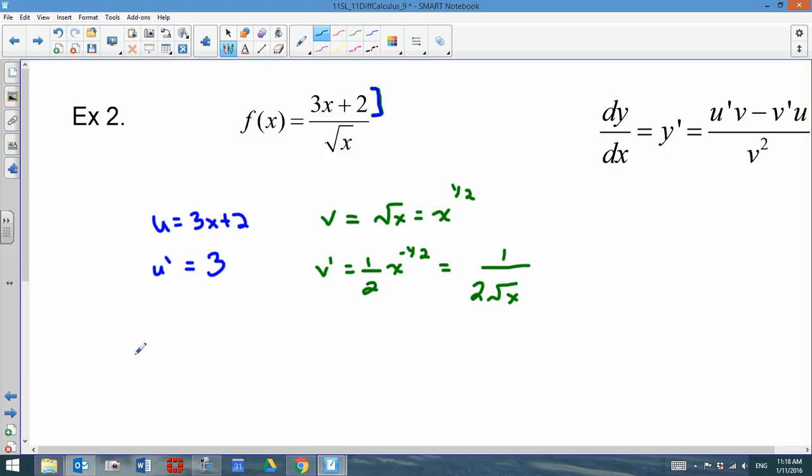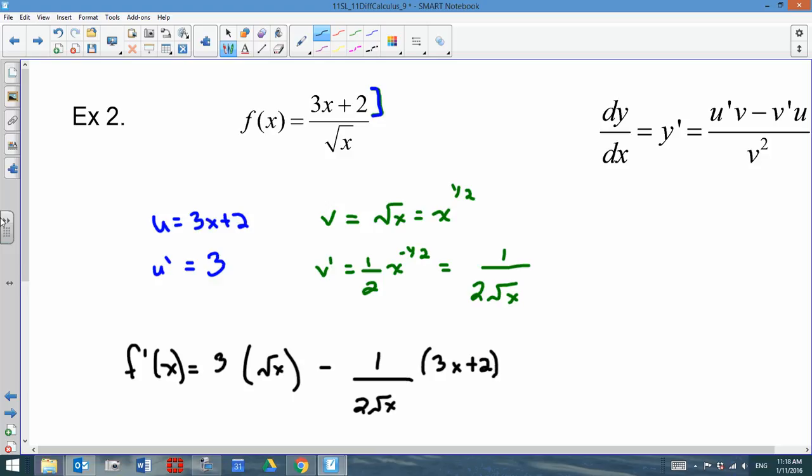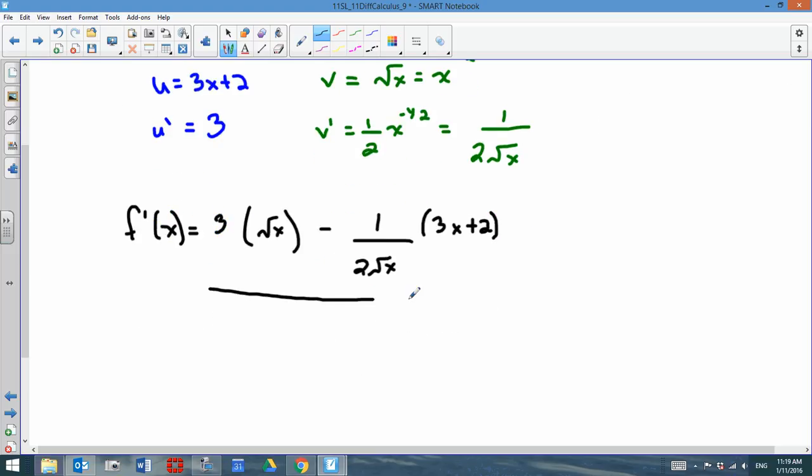Let's go ahead and substitute in. So f derivative: u prime v, so 3 multiplied by square root of x, minus v prime, so 1 divided by 2 root x, multiplied by u, so 3x plus 2. Now, all of this is going to be divided by v squared, which is the square root of x squared. Right now, you have the derivative of the function f.